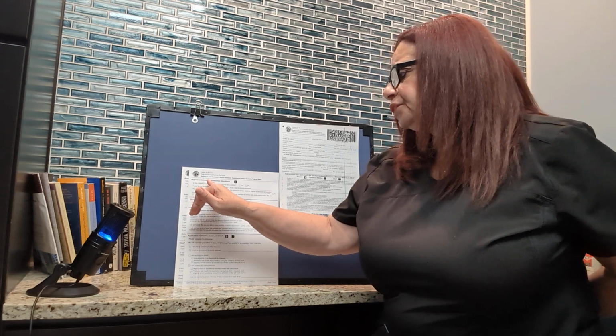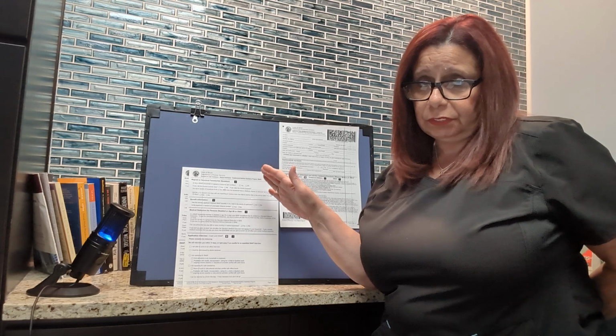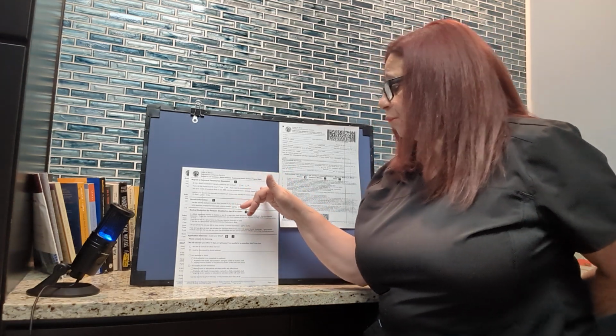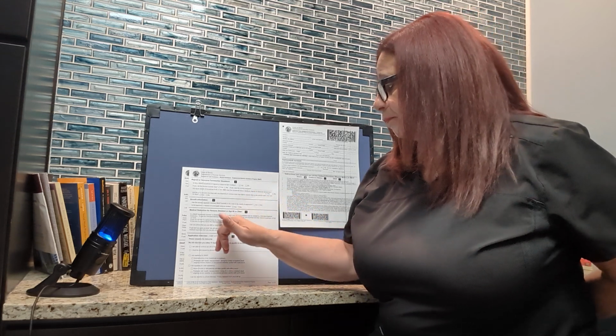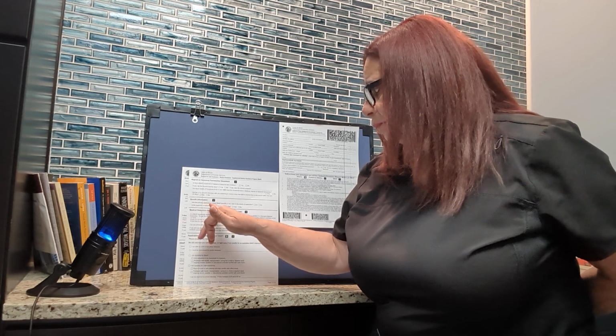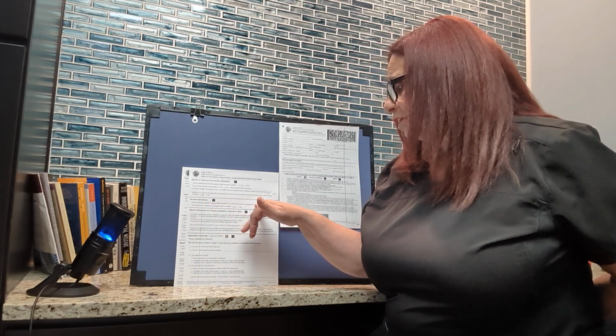Migrant or seasonal farm worker questions. If you're not doing any of this and it doesn't pertain to you, make sure that you put no, and then you put NA, not applicable, right? Benefit information: does the prime applicant receive SNAP benefits in any other state?